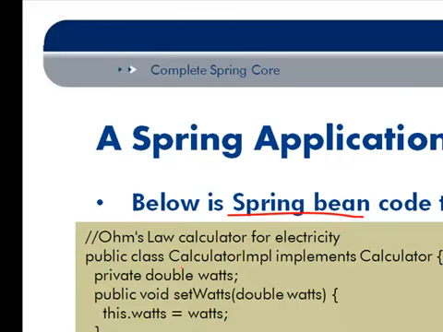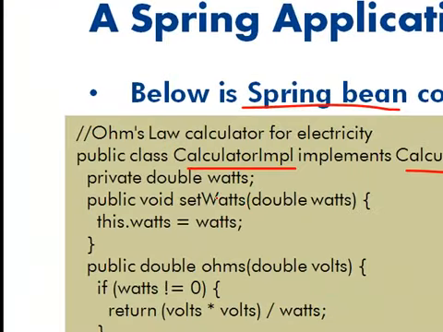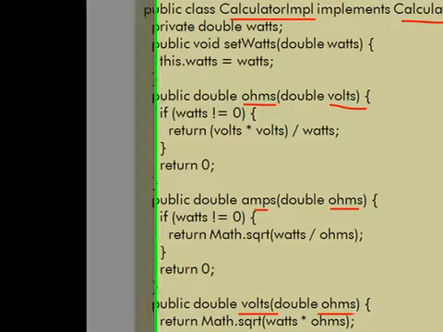And here we go. Calculator implements our calculator interface. If you're a former electrical engineer or have some familiarity with electrical apparatus and calculations, hopefully these methods will ring true to you. We're going to set up a method here called ohms, which allows us to convert from volts to ohms. We've got another method, amps, which allows us to convert from ohms to amps. And lastly, a method called volts that allows us to convert from ohms to volts.